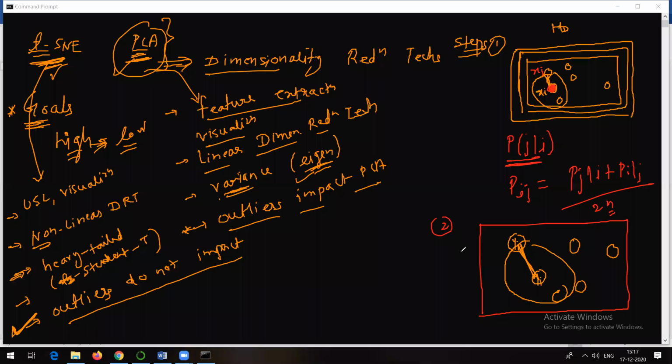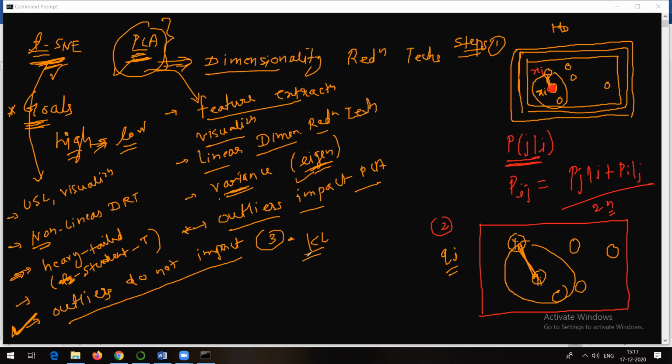Okay, and once that conditional probability is calculated, step 3 is going to be to find out a low dimensional data representation that minimizes the mismatch between pi and qi. Whatever qi value we get, we are going to compare those pi and qi values from the first step. For that it makes use of something called KL divergence.